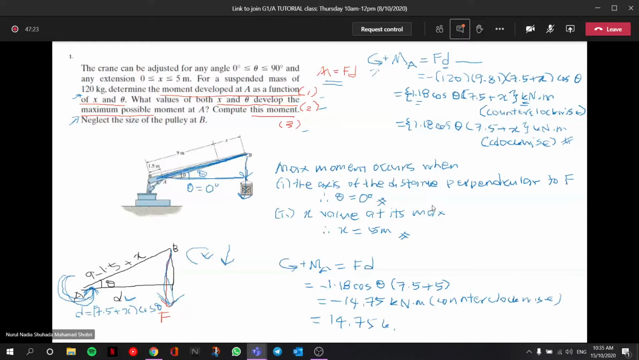Okay, up until this part, do you guys have any problem? Are you okay with question number 1? If you are okay, we will proceed to the second question.